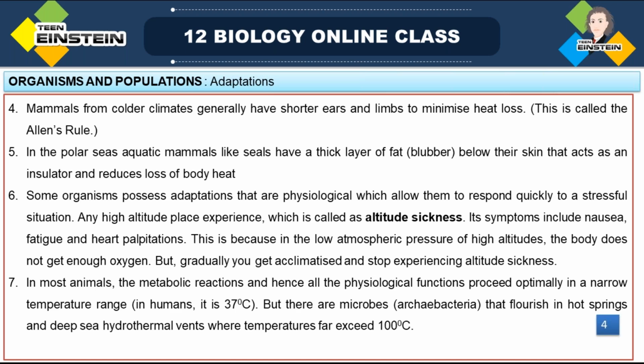So we said about colder climate mammals, they have short ears and limbs, that is for minimizing the heat loss. Then polar sea aquatic mammals, they have a thick layer of fat called blubber below their skin, that is acting as an insulator, and that helps to reduce the loss of body heat.